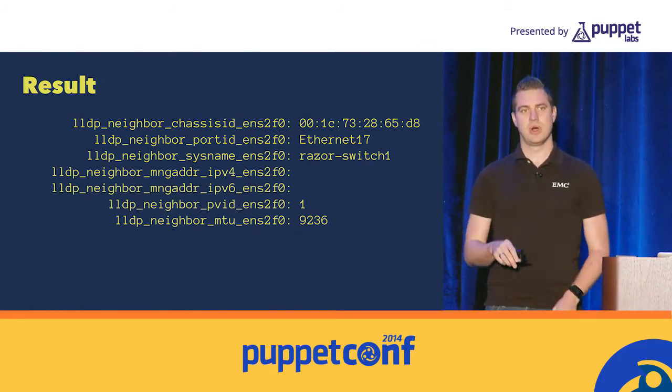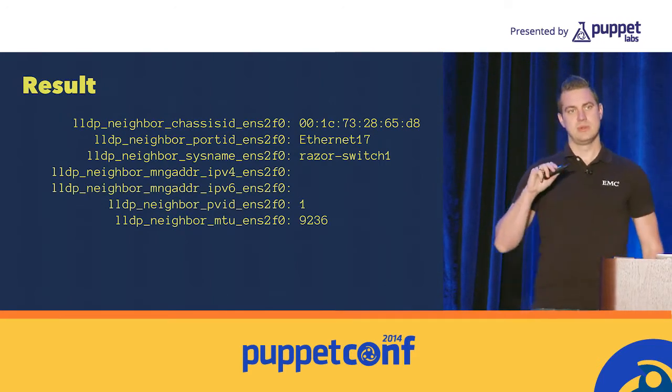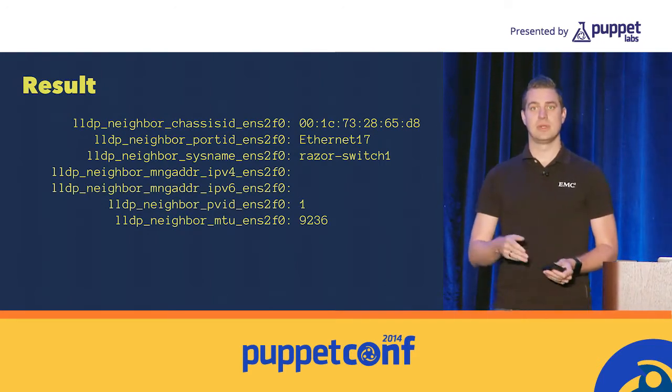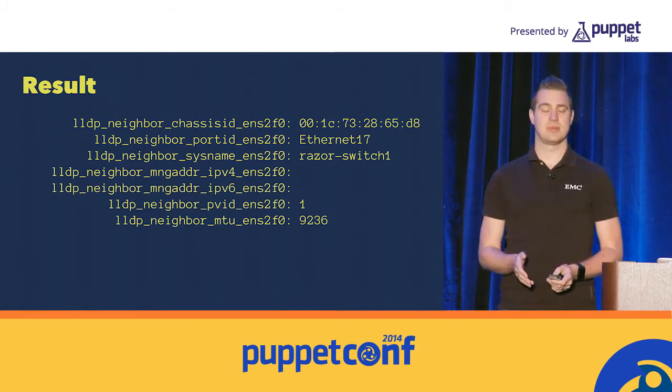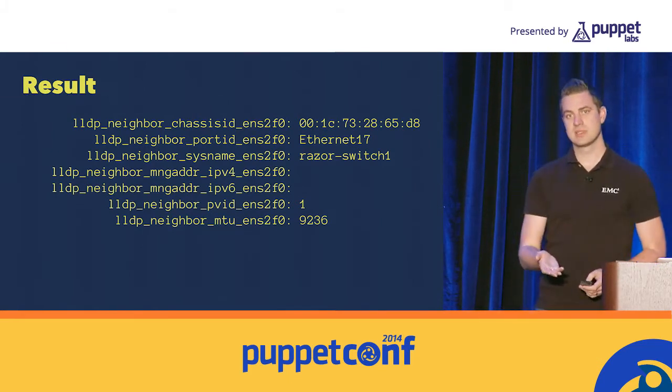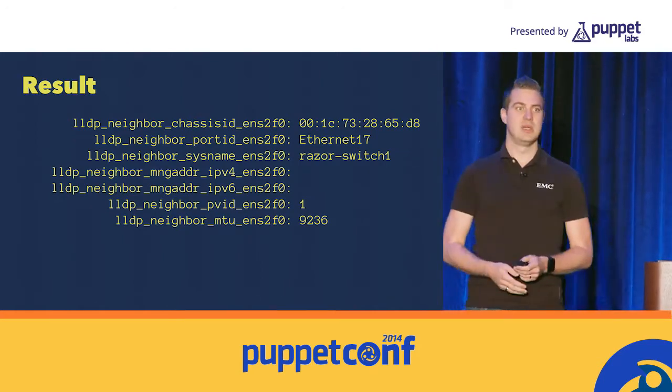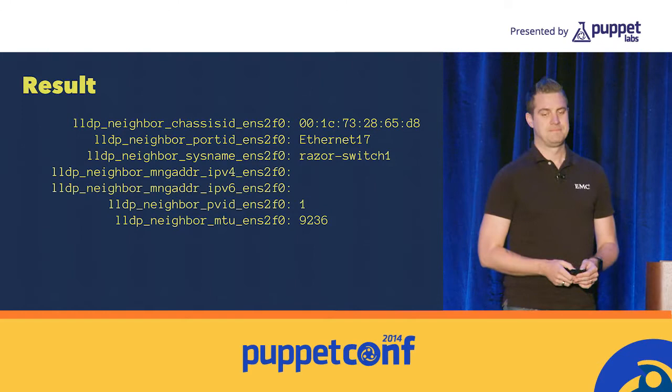All you need to do on your switches is to enable LLDP. LLDP is included in pretty much any switch that you buy on the market today. I'm using Arista switches for this, but you would see a similar output from Cisco switches, HP switches, you name it.